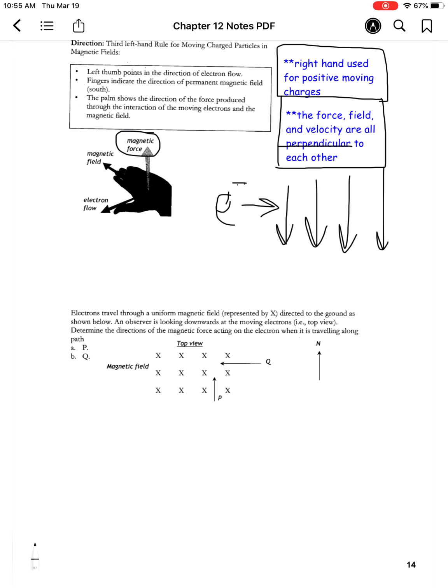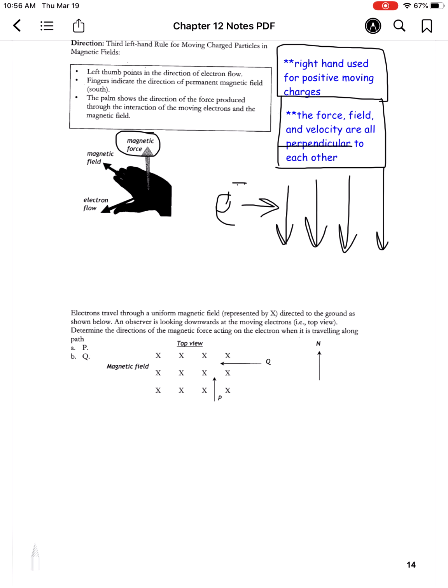You are going to need to practice this rule, so we're going to practice it first. Electrons travel through a uniform magnetic field, represented by X, directed into the ground as shown below. An observer is looking downward at the moving electrons, the top view, and determines the direction of the magnetic force acting on the electron when it's traveling along the path. We're going to start with path P.